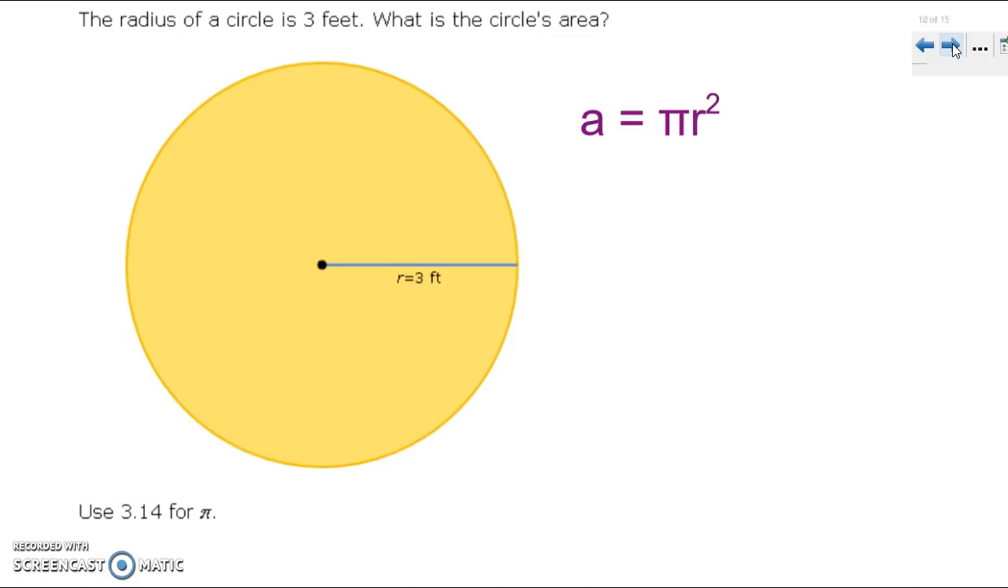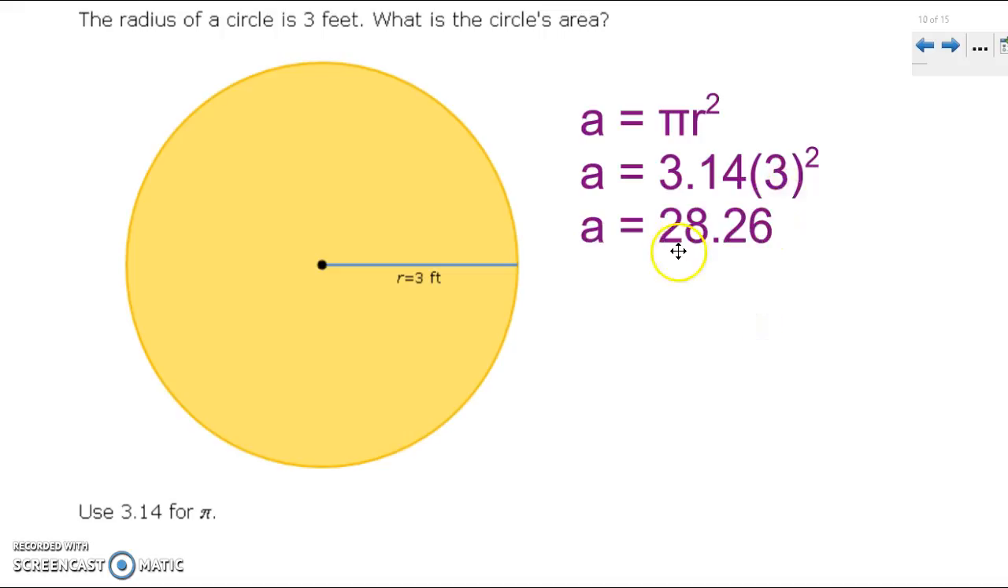Here they're telling us the radius is 3, and they want us to find the area. The area formula, if you remember, is pi r squared. So I'm going to take that radius and square it, and in this case, I'm going to multiply it by 3.14. 3 squared, if you remember, is 3 times 3, not 3 times 2. So you get the area in your calculator of 28.26.